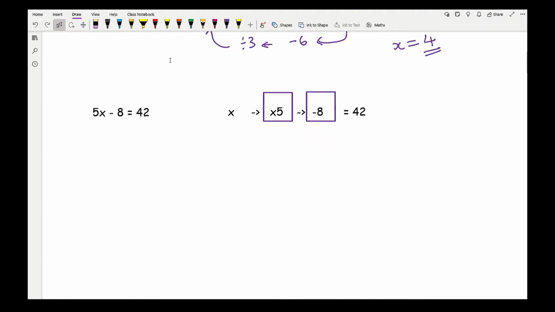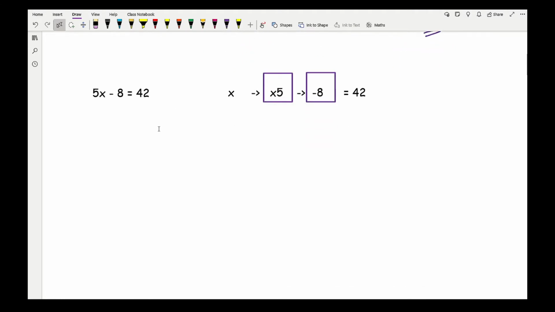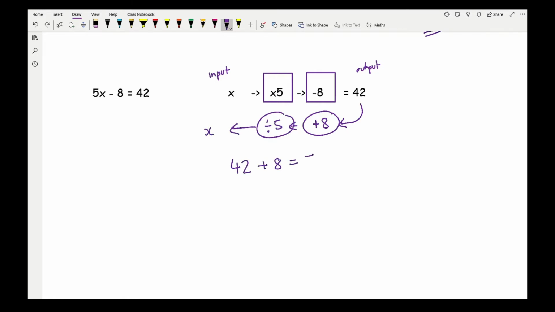So let's have a look at another example. Here we've got 5x minus 8 equals 42. Imagine we're starting with our input, which is x, and I'm multiplying by 5 first, then I'm taking away 8, and my output is 42. If I want to go in the opposite direction, the opposite of taking away 8 is to add 8. The opposite of multiplying by 5 is dividing by 5, and that should leave me with x. So if I do 42 plus 8, which is 50, and then 50 divided by 5 equals 10, so x equals 10.